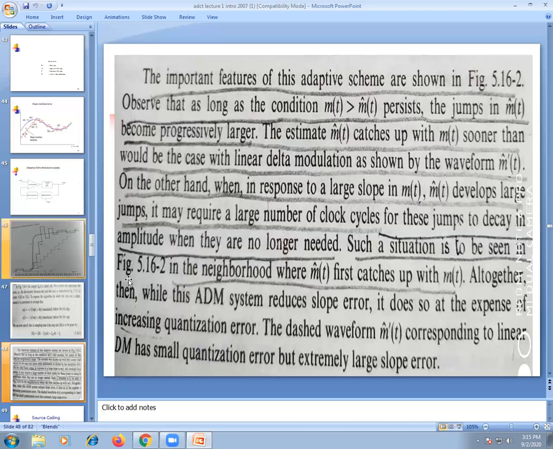The step size in adaptive delta modulation is increasing and decreasing. That is known as adaptation. The steps increase and decrease depending upon the formula S of k equals S of k minus 1 times E of k plus S naught times E of k minus 1. That is, the fourth step depends on the third step and the fourth step error plus the third step error. Okay, so this is delta modulation and adaptive delta modulation.